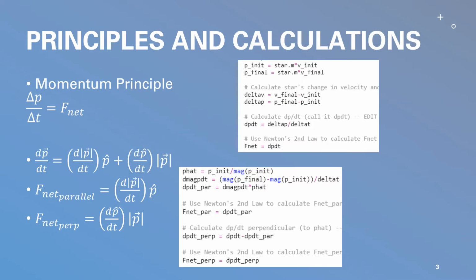We're able to use the momentum principle to calculate Fnet. We find that the initial momentum and the final momentum are equal to our star's mass times the initial and the final velocity. We can then calculate the change in velocity and momentum, and we store these values in delta V and delta P. From here, we can calculate our dP over dt, and then we can use Newton's second law to calculate Fnet. Below that, you can see we decompose the dP over dt into its parallel and perpendicular components. We can mathematically equate these components to the Fnet parallel and perpendicular components. You can see in the code how we did that by determining the Fnet parallel and the Fnet perpendicular.